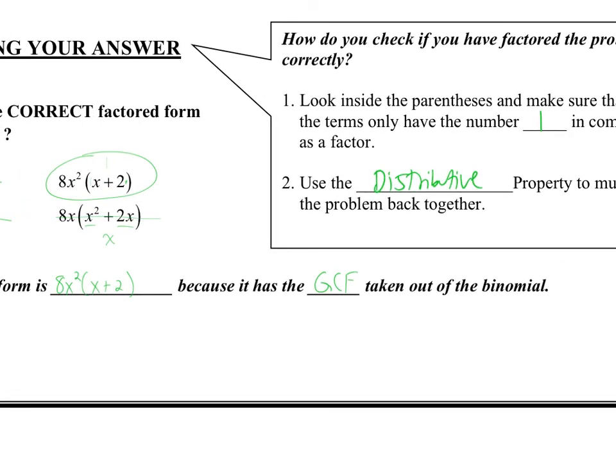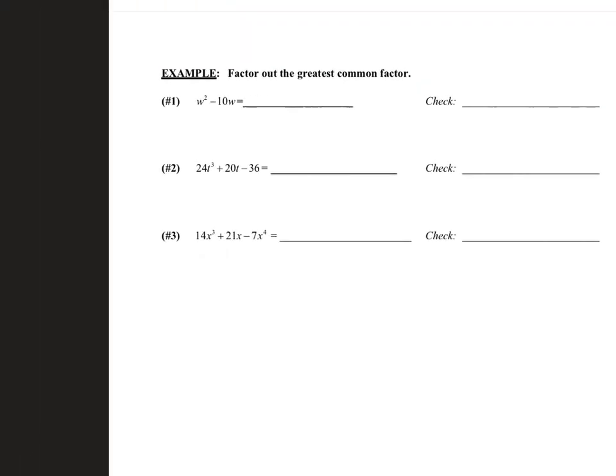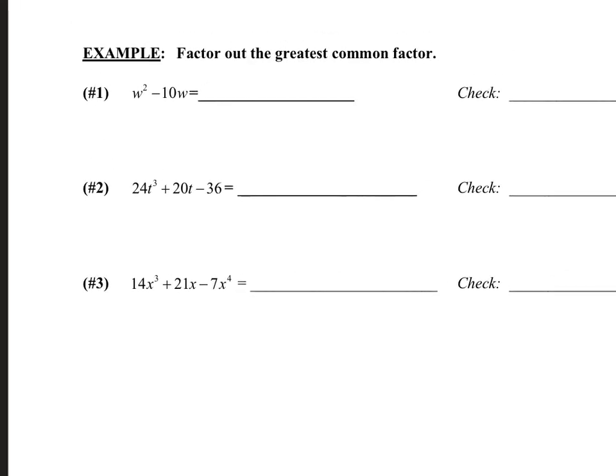All right, let's do one more together, and you'll try a couple on your own. Factor out the greatest common factor. All right, so we're going to do number 3 together, and you'll try a 2 and 1 on your own. So we have 14x to the third plus 21x minus 7x to the fourth. Is there a number that goes into 14, 21, and negative 7? There's a 7 we can pull out of there. And then how many x's can we pull out? I see x to the third, x, and x to the fourth. Well, I can pull out an x. Now I'm going to divide everything by 7x.